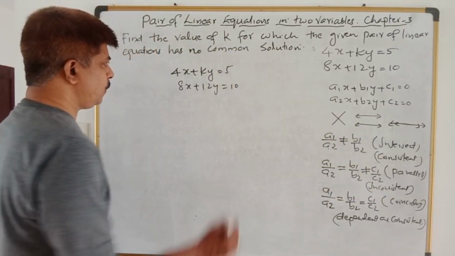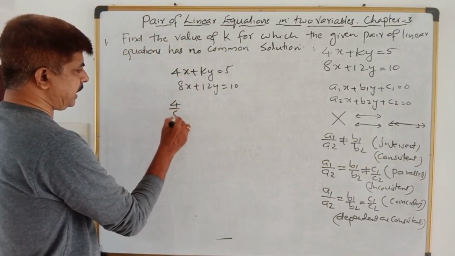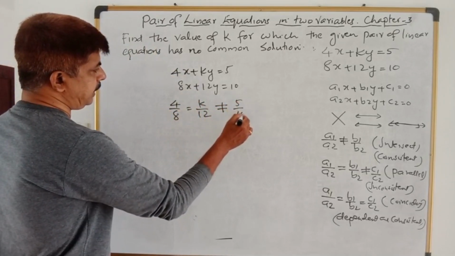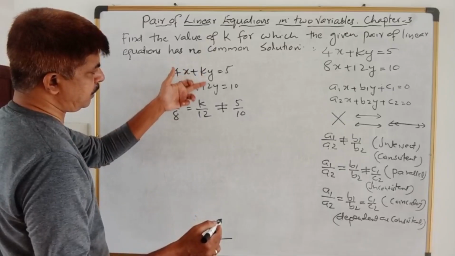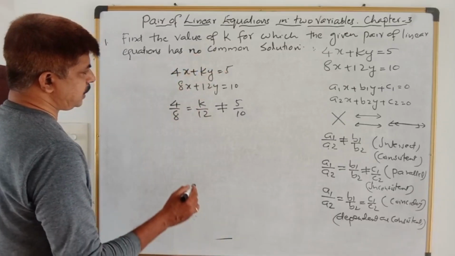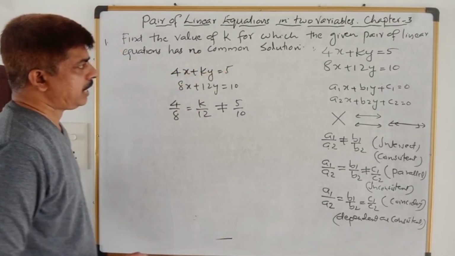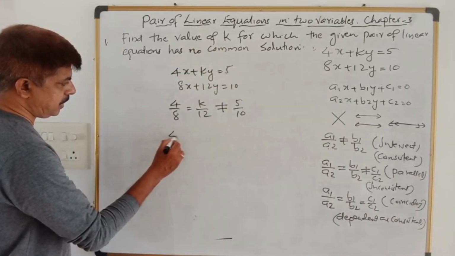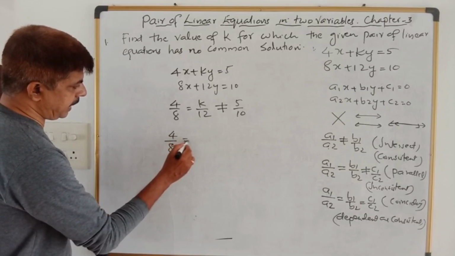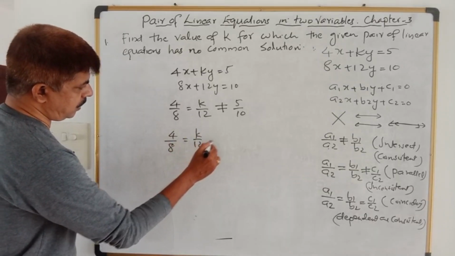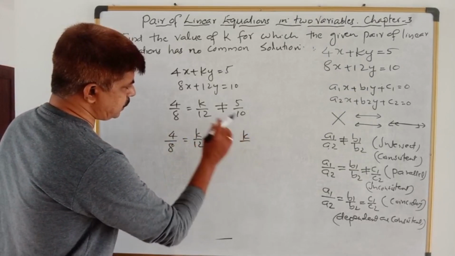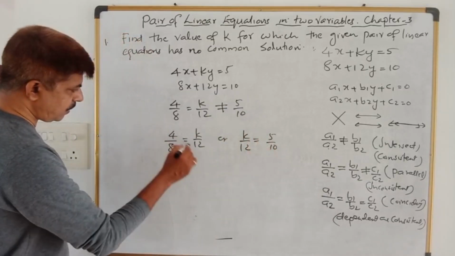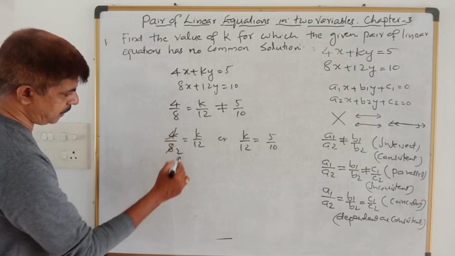So what we'll do? We check the coefficients. 4 by 8 is equal to k by 12 not equal to 5 by 10. That is, a1 by a2, b1 by b2 not equal to c1 by c2. From this we are going to find the value of k. We are asked to find the value of k. So at that time we take the two ratios, 4 by 8 and k by 12, and we take the cross multiplication. Before that we have to check it.